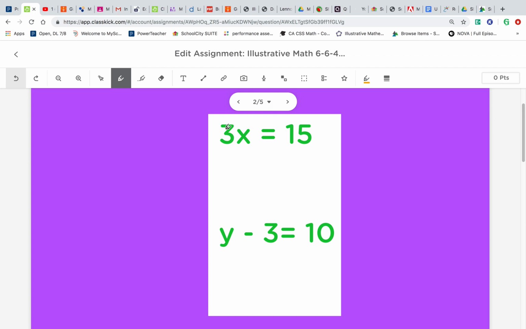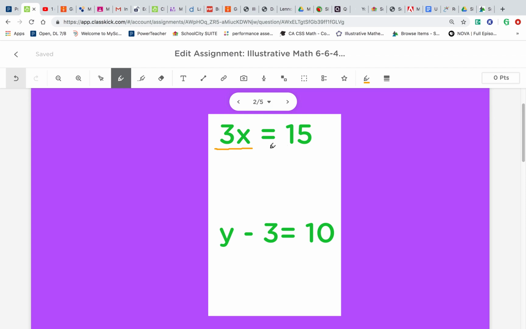Okay, this is 3 times x equals 15. If we want to figure out what x is, we can do the opposite of times. We can divide. So once we decide that we're going to be dividing, then we need to do that to both sides of the equation. So in the case of this one here, we can show division a couple different ways, of course. One way that I think is easy for you to do is just to make it into a fraction bar.